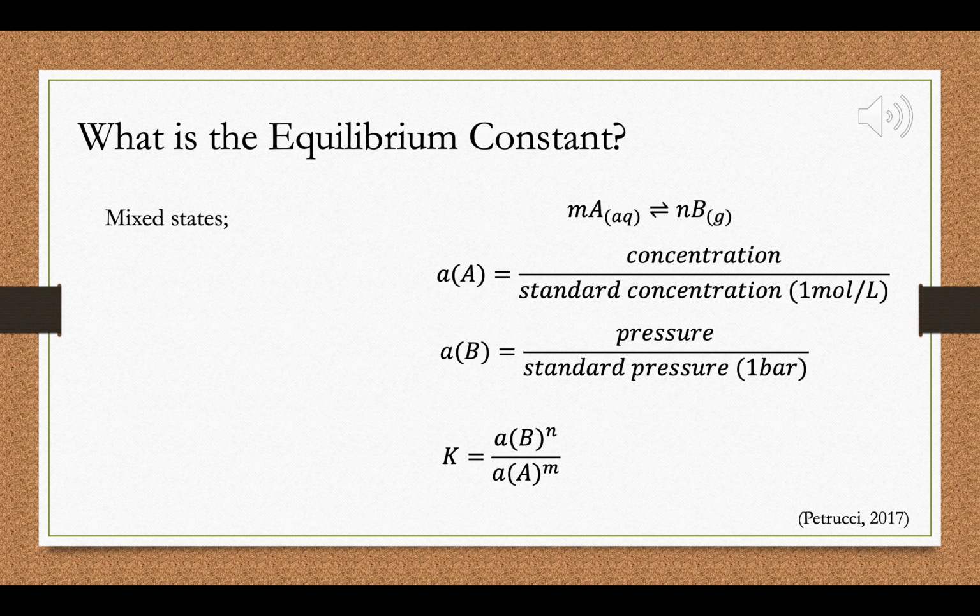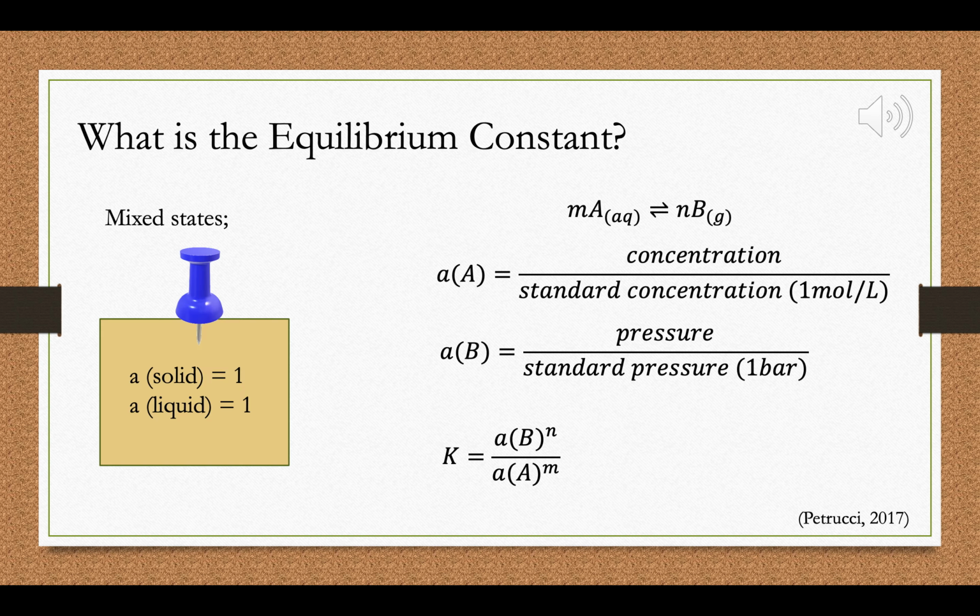When there are multiple states in a reaction, you must calculate the activity of each species. For aqueous species, this is done by dividing the equilibrium concentration by the standard concentration of 1 mole per liter. For gas species, this is done by dividing the equilibrium partial pressure by the standard pressure of 1 bar. The activities for a solid and liquid state species is just 1, and thus solids and liquids do not appear in the K expression.